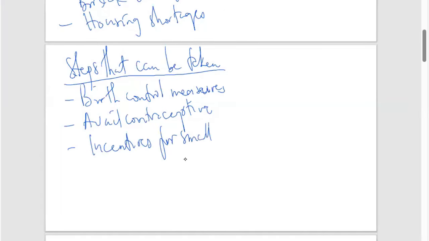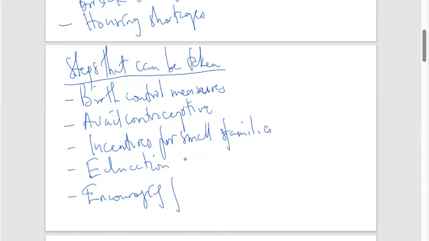The government can incentivize small families so that they encourage people to have smaller families. Then we can also look at other aspects like education, using education as a tool to make people aware of how they can actually engage themselves in safer birth control methods. Right. So looking at those, some of the aspects that we can put in place, we can also look at encouraging family planning.